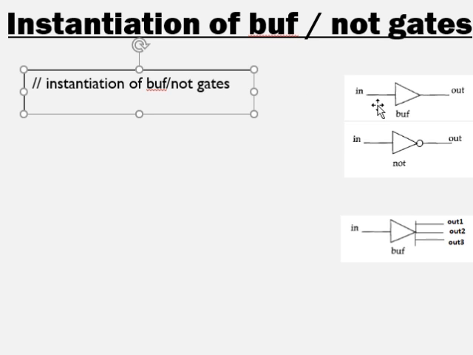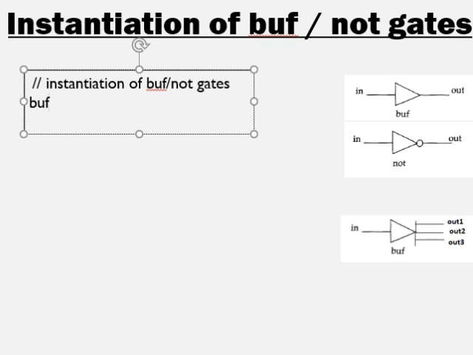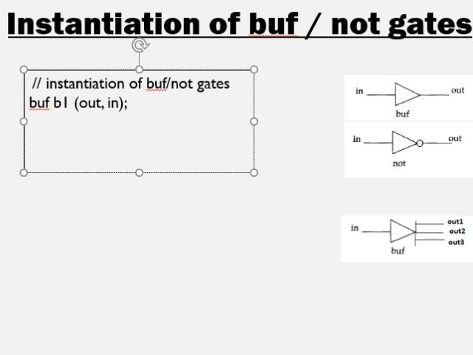As we have learnt earlier, the buffer and the NOT gates are multiple output and single input gates. First we will look into the instantiation of single input single output gates as shown in these two figures. The primitive gate name for buffer is BUF, followed by the instance label, let me take it as B1. First the list of outputs, here it's only a single output, so out, followed by the input. Similarly, the NOT gate primitive name is NOT, with N1 as the instance label, out, comma, in.